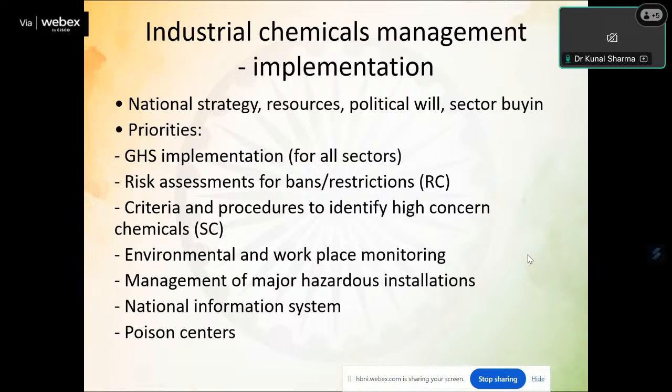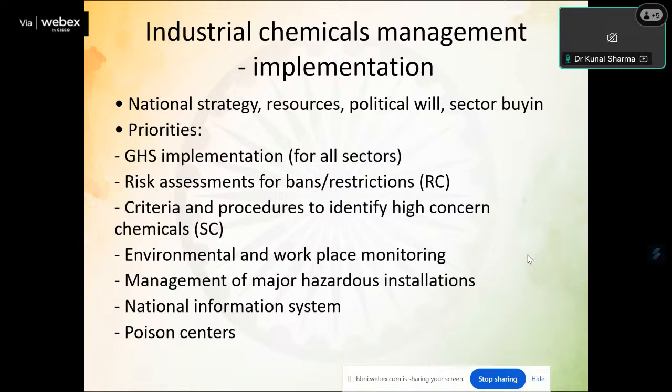Now, talking about the implementation part, there should be a national strategy, resources, political will, and sector buy-in. So everything should be there. It is not like that if one pillar is not supporting us, we can still stop the chemical disaster and handle things safely. There are certain priorities also. The priorities are GHS implementation for all sectors. It is not like that some sectors are implementing GHS and some are not. So this is very much required.